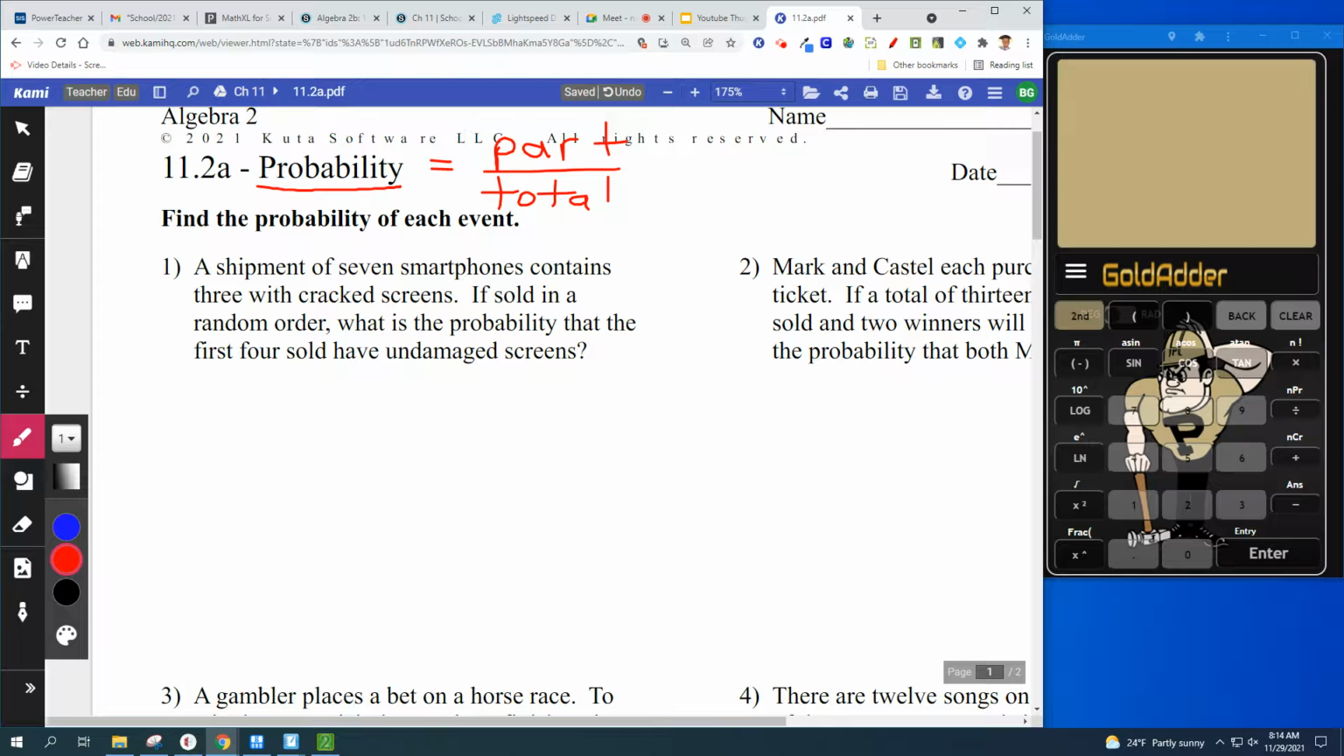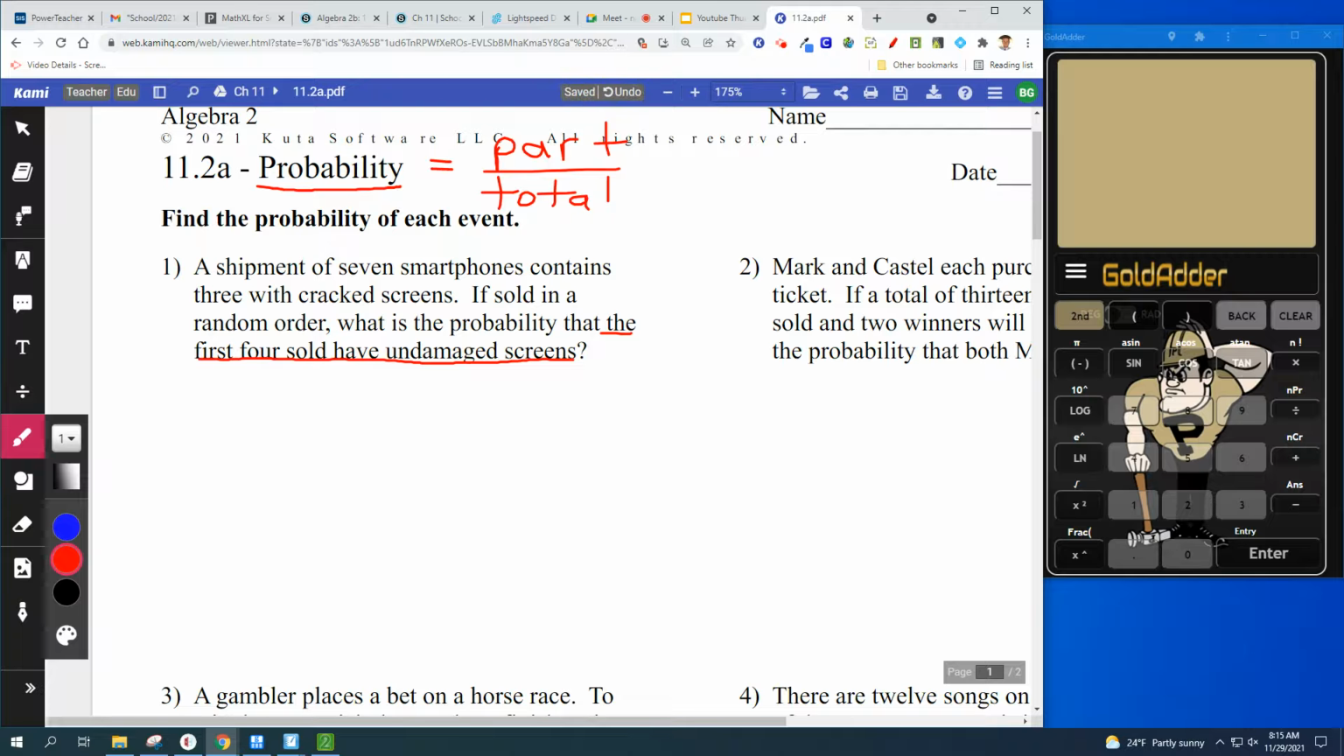Number 1 says a shipment of 7 smartphones contains 3 with cracked screens. If sold in random order, what is the probability that the first 4 have undamaged screens? Okay, so I think a good strategy is to really focus in on what they're asking you. What is the probability that the first 4 sold have undamaged screens?